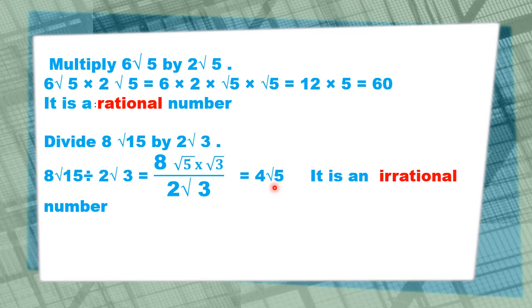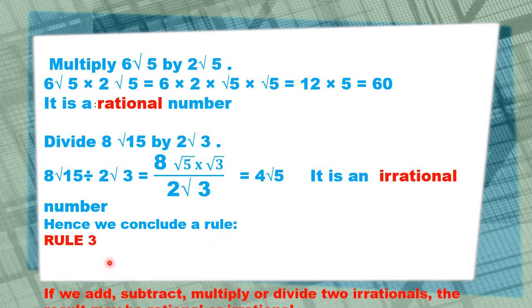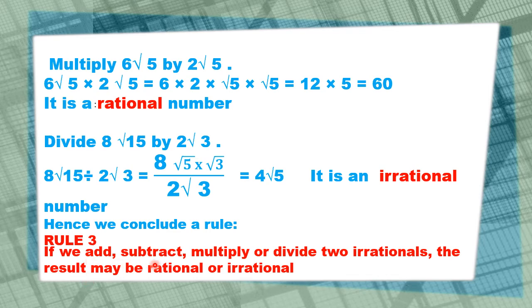Now you can see that on dividing an irrational number with an irrational number, we got an irrational number. Hence we conclude a rule. Rule 3. If we add, subtract, multiply or divide two irrational numbers, the result may be rational or irrational. Why rational? See over here. The result is rational. So it can be rational or irrational.